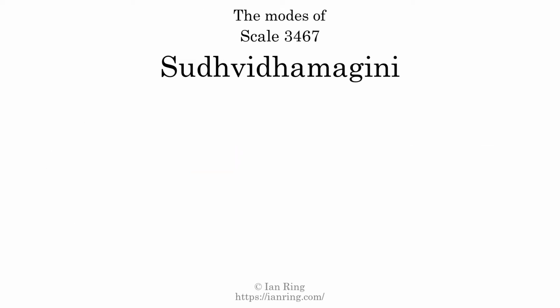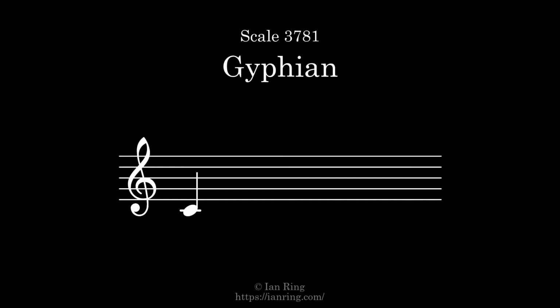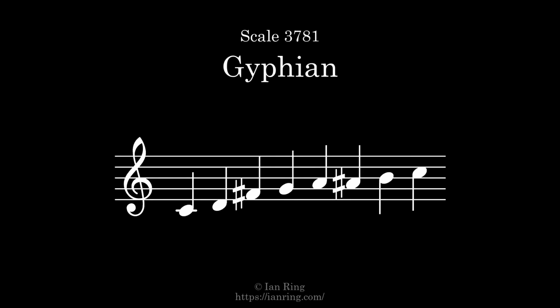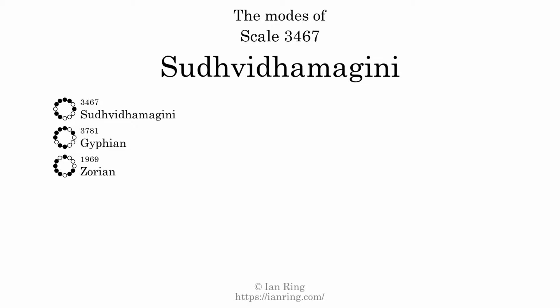This scale has 7 modes. The first mode is itself. The second mode is scale 3781, also known as Jiffian. It sounds like this. The third mode is scale 1969, also known as Zorian. It sounds like this.